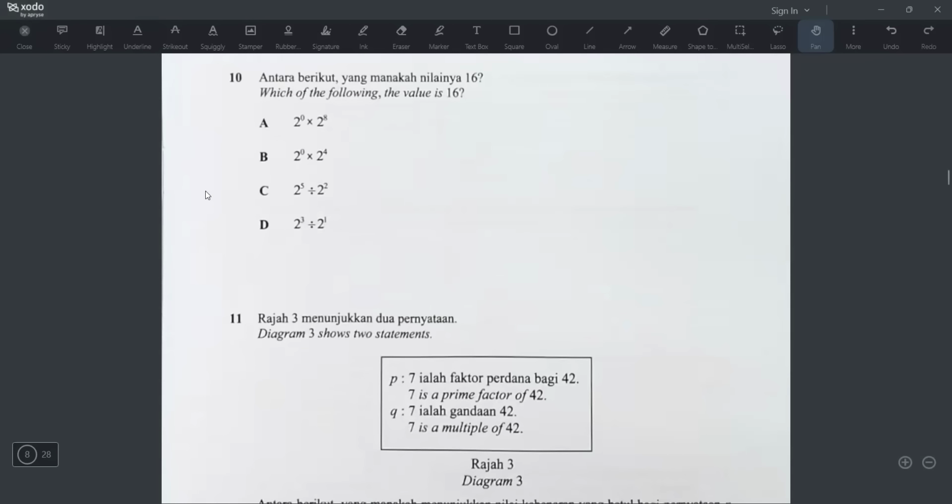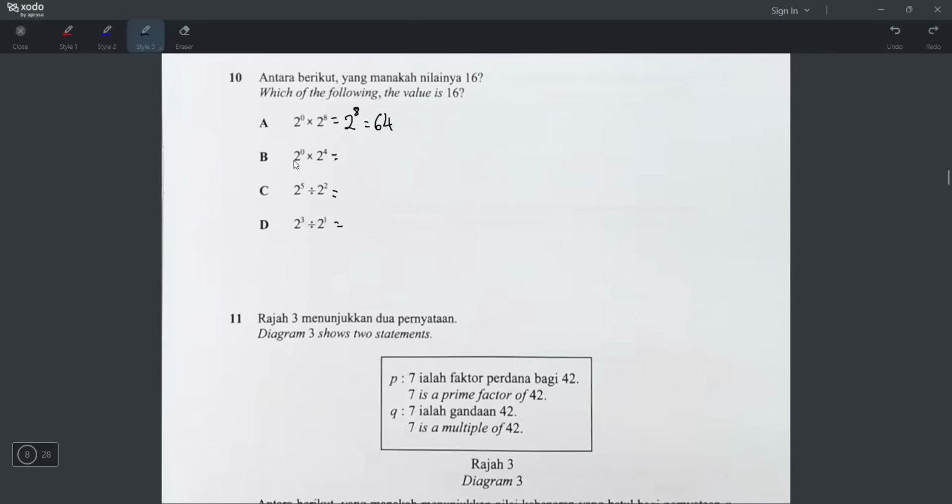Okay, number 10, diagram. Which of the following has the value 16? And then they give you all this. I feel like this one you just solve for all of them and see which one gives you 16. When you multiply two numbers with the same base, the powers need to be added. So 2 power 0 plus 8 is 2 power 8, and if you press this in your calculator, 2 power 8 gives you 64.